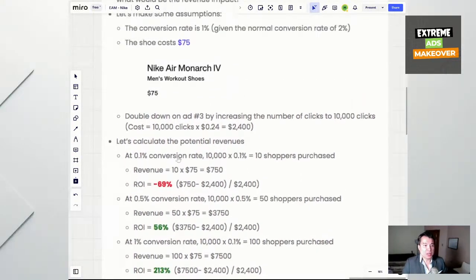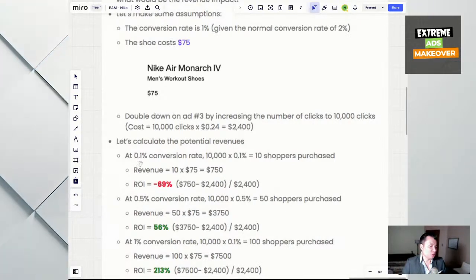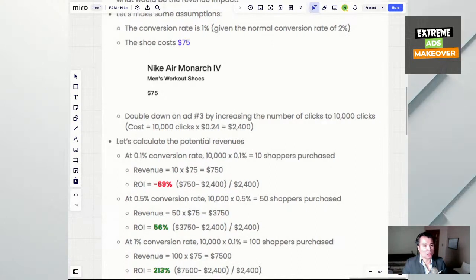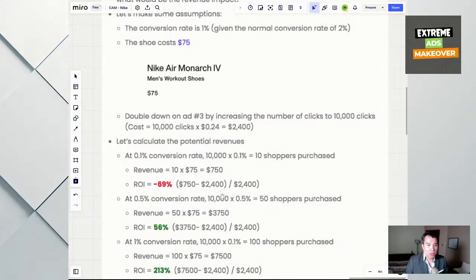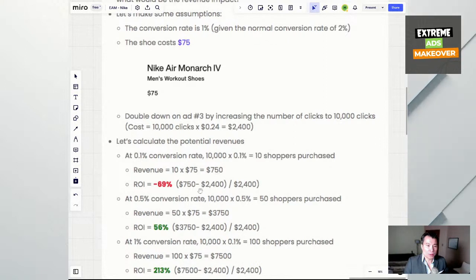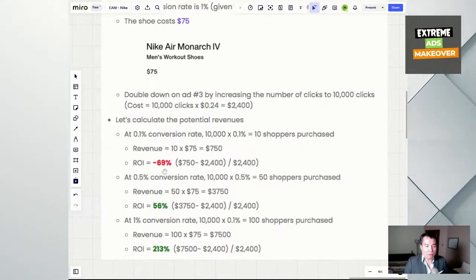And assuming only 0.1% conversion rate means that out of 10,000 people clicking on the ad, going straight to the sales page, right? And only 10 shoppers actually purchased. So the revenue is 10 multiplied by $75, $750, and that makes our ROI minus 69%.